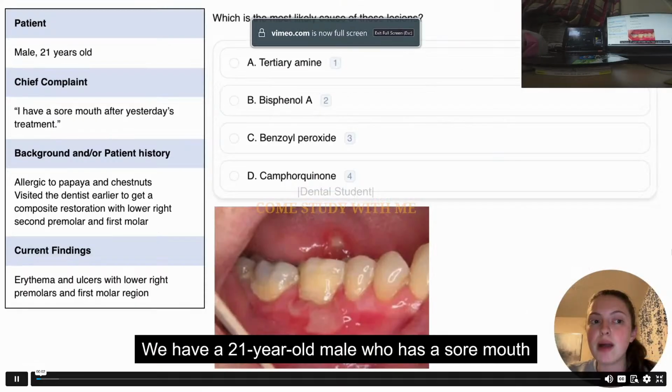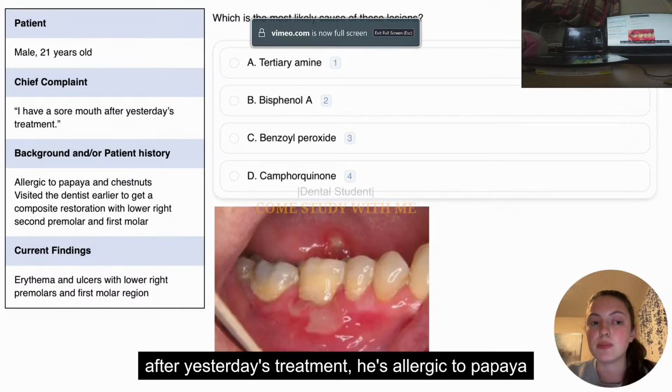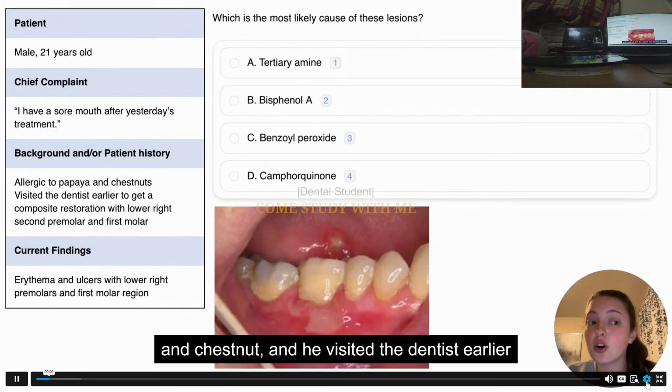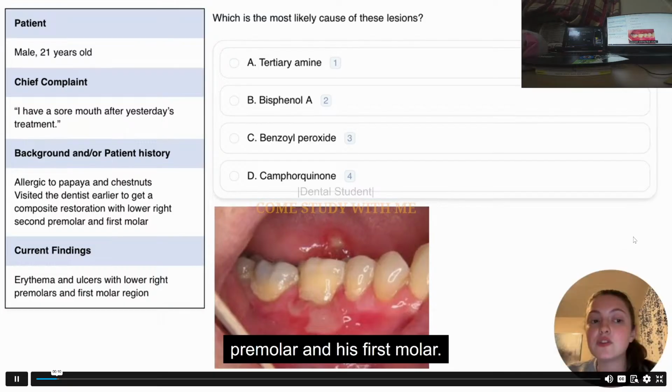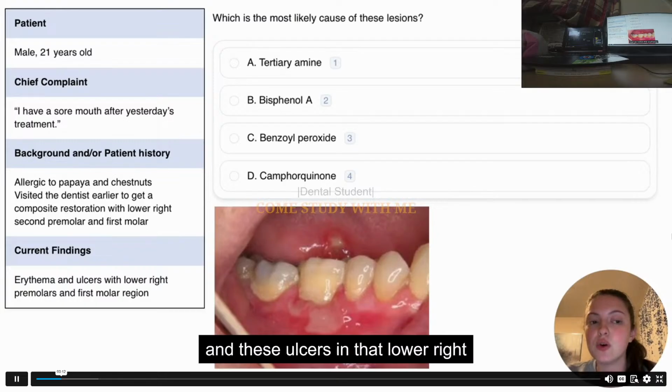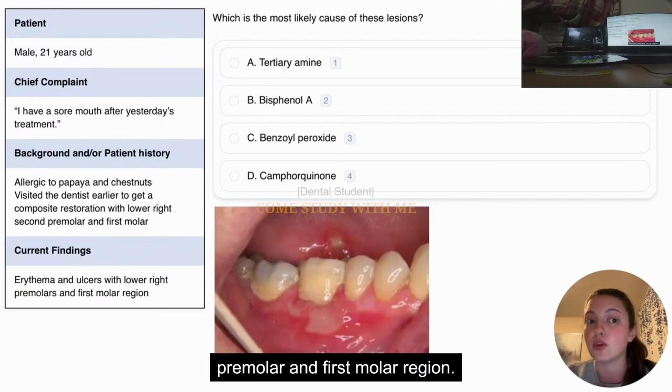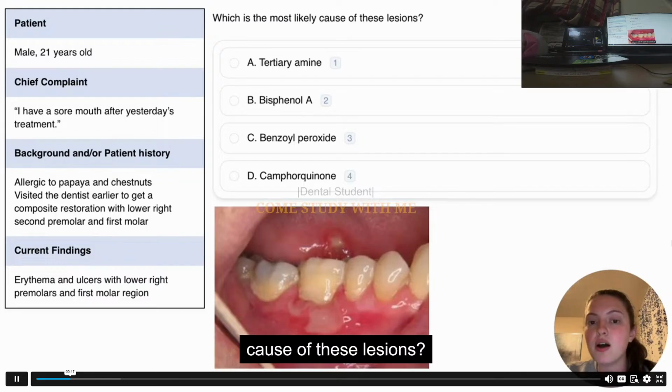21-year-old male who has a sore mouth after yesterday's treatment. He's allergic to papaya and chestnuts, and he visited the dentist earlier to get a composite restoration on his lower right second premolar and his first molar, and we notice this erythema and these ulcers in that lower right premolar and first molar region. And we're asked, what is the most likely cause of these lesions?